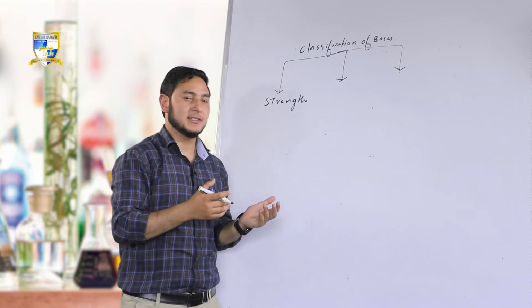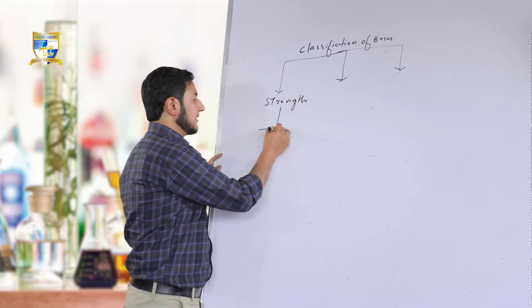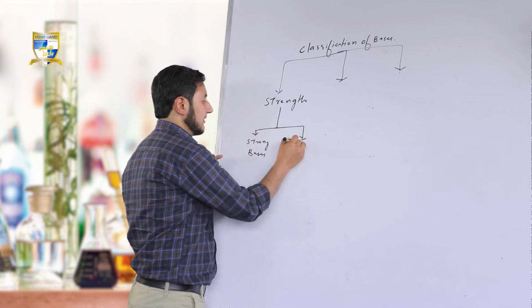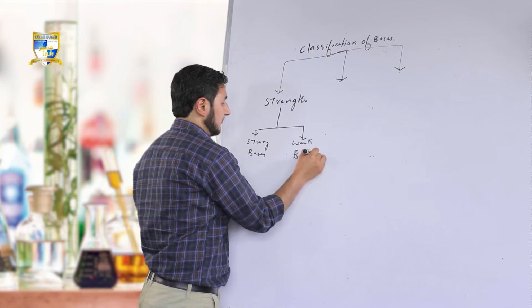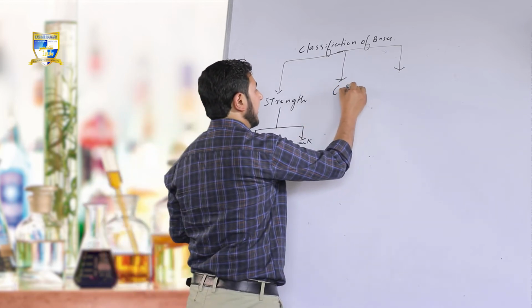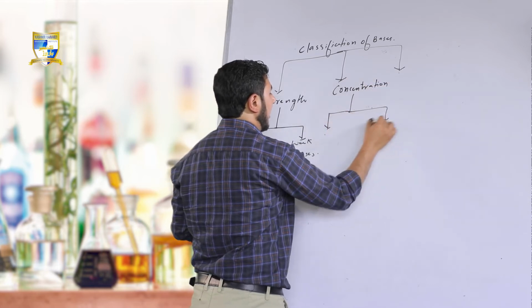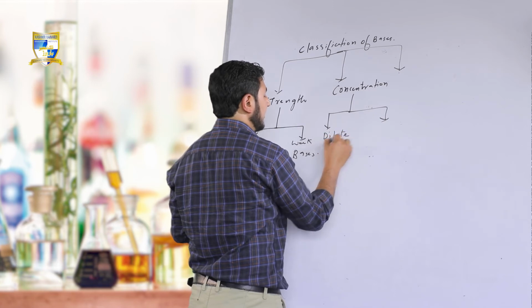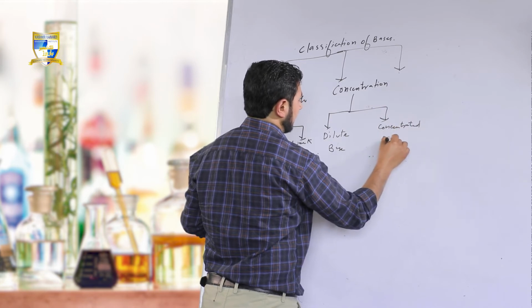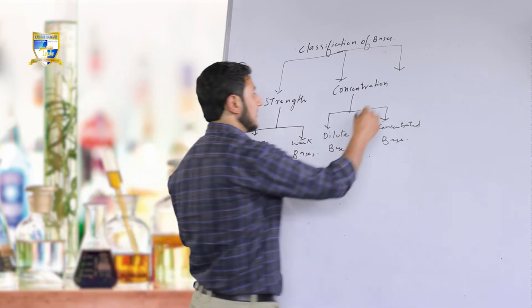What is strength? We will be discussing this. Classification of base on the basis of strength. On the basis of strength, bases are of two types: strong bases and weak bases. Second classification, on the basis of concentration. On the basis of concentration, bases are of two types: dilute base and concentrated base. Third classification, on the basis of acidity of a base.